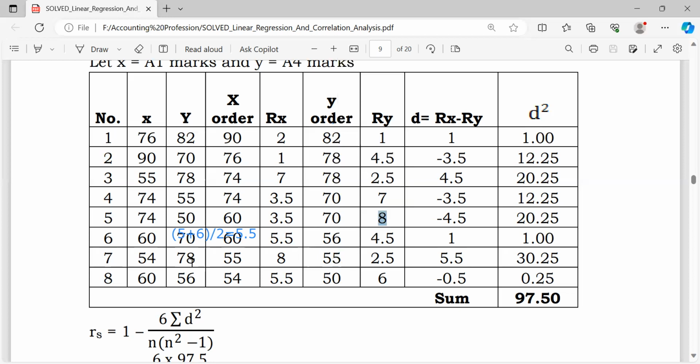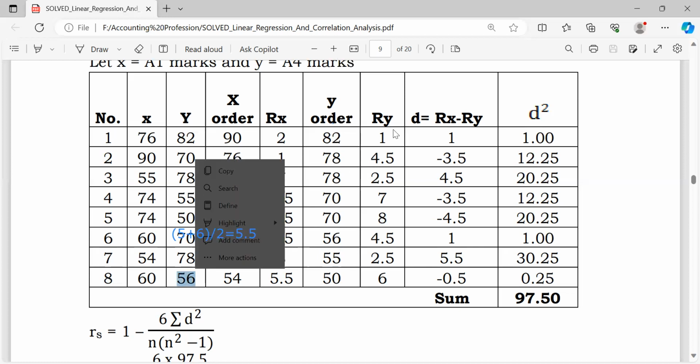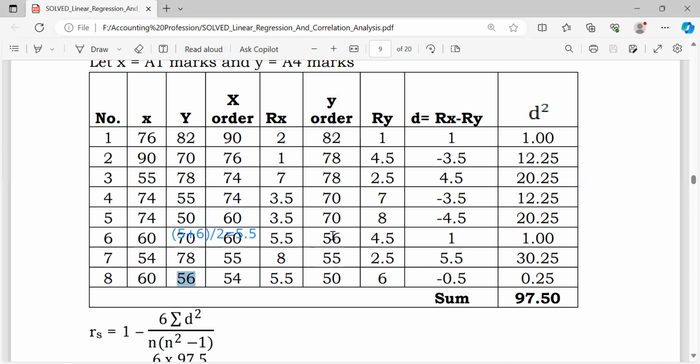70 done it already, 78 done it already, and then we have 56. 56, if you come to the order here, 56 would be here on the 5th row. And so I would say that this 56 here would be 5th, 6th, this one. So after having done that, I would have everything on the rank of x, but also the rank of y. So all I've remained with is determining the differences.